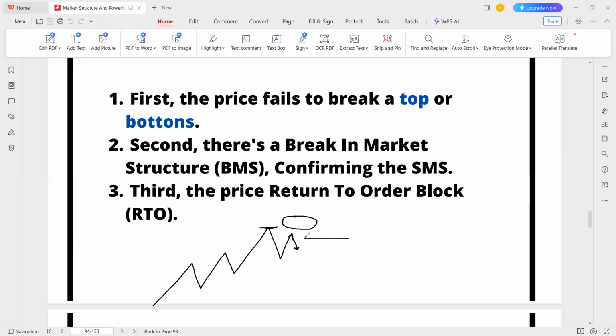to confirm this as a failed swing, price has to break this structure. So you need that break, right? Then if price retraces, you can look for a sell. So first, the price has to fail to break a top or bottom. You have to identify a break of structure. Then the third thing is price has to return to the order block. Okay, so let's see the illustration.